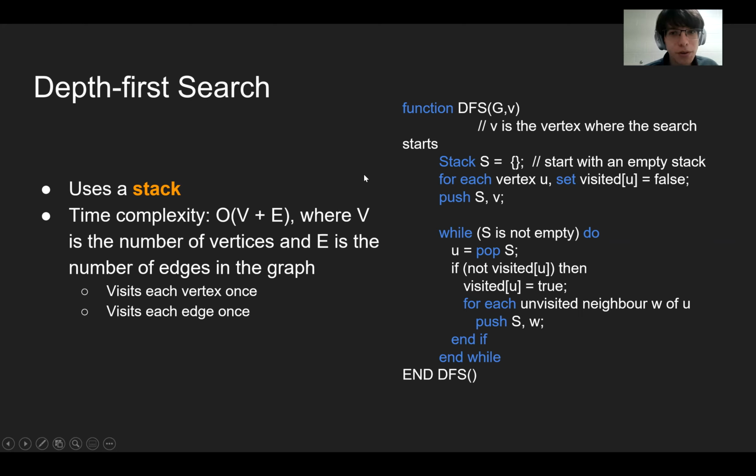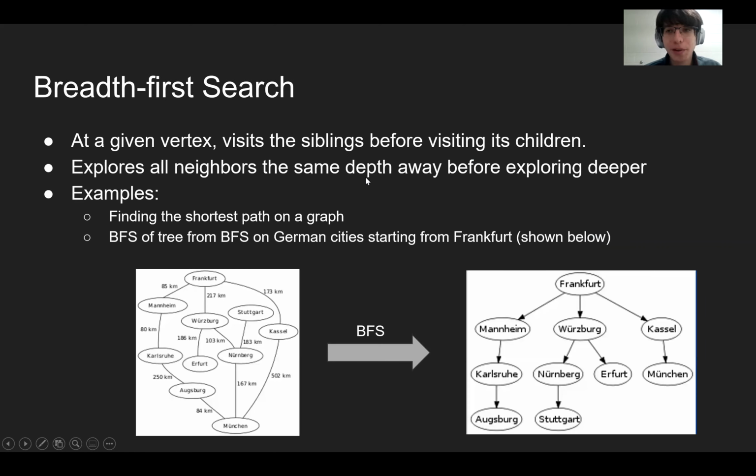So that's depth first search. Okay, hopefully that made sense. And now we're going to move on a little bit. So now we're talking about breadth first search. Breadth first search is just like level order traversal. At a given vertex, you visit all the siblings before you visit their children. So you explore all the neighbors the same depth away before exploring deeper.